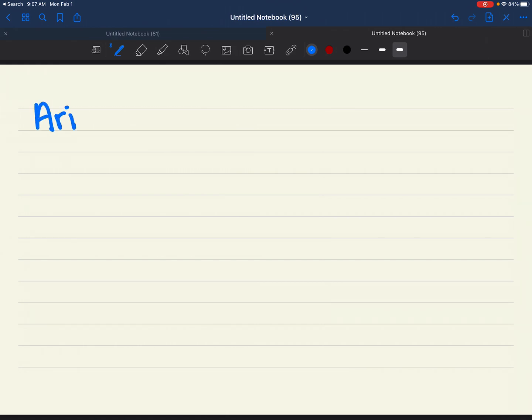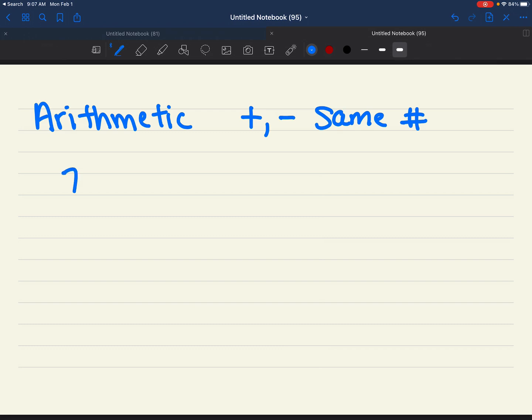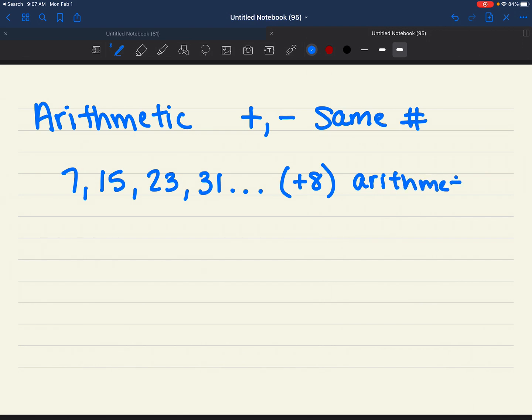So, first thing, I'm going to remind you of what an arithmetic sequence is. Does anyone remember? It goes up by one number each time. Using what operation? Addition or subtraction. Okay, so arithmetic sequences have to add or subtract the same number every time. For example, if we had 7, 15, 23, 31, plus 8, we know it's adding 8 every time, so this would be an arithmetic sequence.